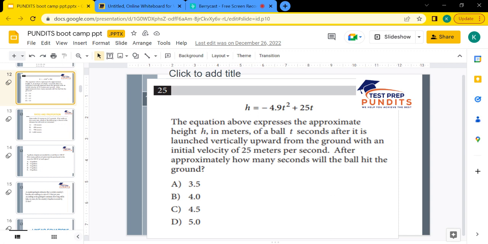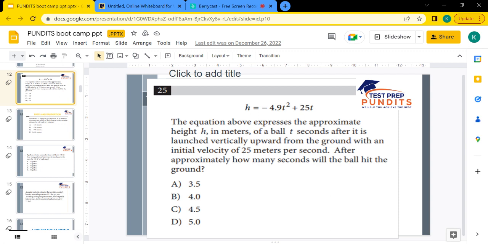h is equal to negative 4.9 t square plus 25t. The equation above expresses the approximate height h in meters of a ball t seconds after it is launched vertically upward from the ground with an initial velocity of 25 meters per second. After approximately how many seconds will the ball hit the ground?